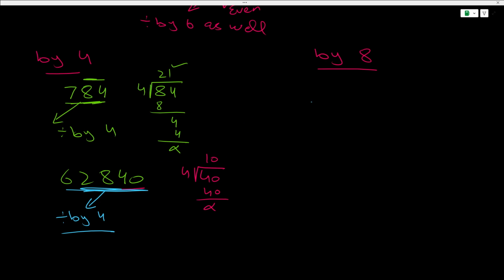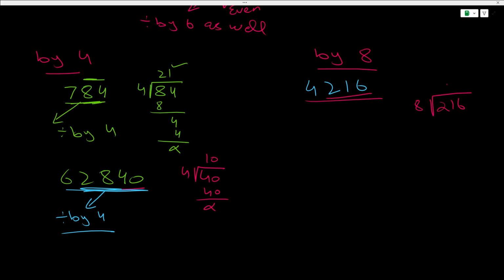Okay, we are going to check the divisibility rule for 8. In this case, we take the last three digits of the number. Let's say 4216. The last three digits are 216. We will divide it by 8. If the last three digits are exactly divisible by 8, we say the whole number is divisible by 8.